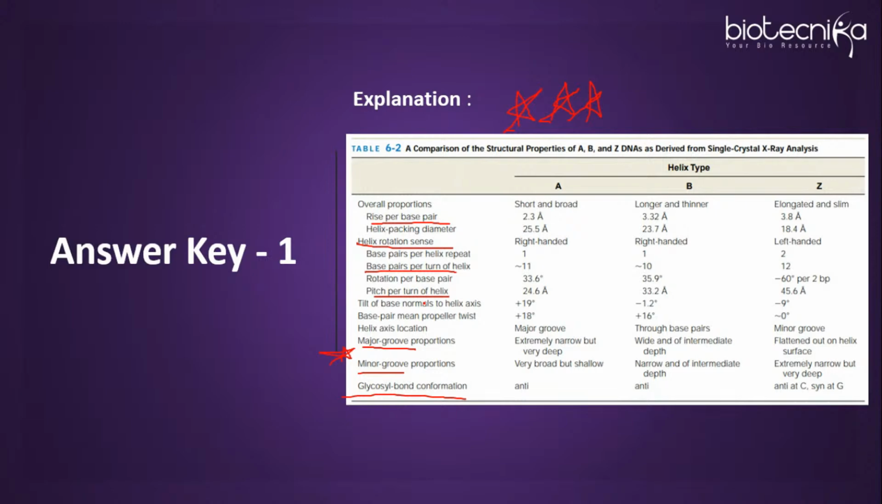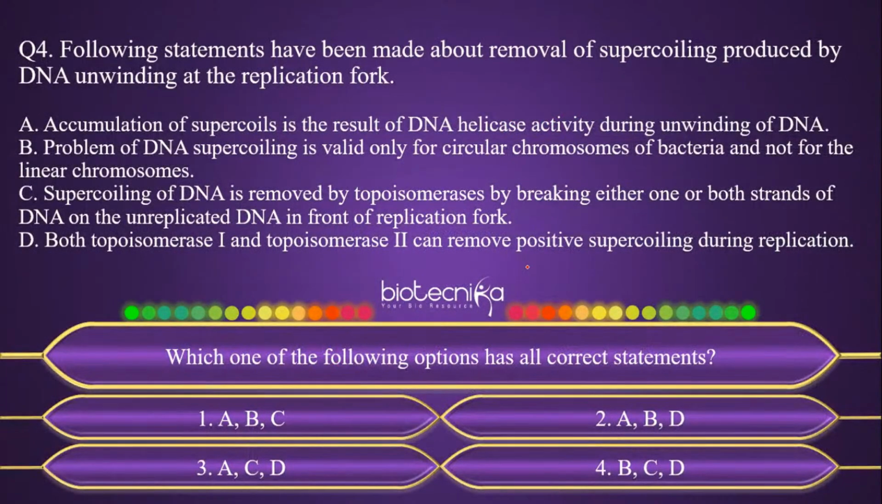Okay. So shall we move on to the next question? The next question here is about replication. If you look at the earlier times, they used to ask very experimental questions from here. Nowadays, they are coming with some direct form of questions. This is a recent question. Following statements have been made about removal of supercoiling that is produced by DNA unwinding at the replication fork. So these are the options over here.